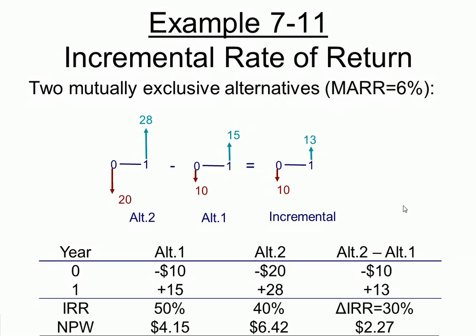So notice all of them are more than 6%, and specifically the incremental rate of return of 30% is more than the minimum objective rate of 6%. So which alternative should we select? Yes, we should select the second alternative, because it gives us the incremental rate of return that's higher than the minimum attractive rate of return. So the answer is select the second alternative, the higher cost alternative, because the incremental rate exceeds the minimum attractive rate of return.